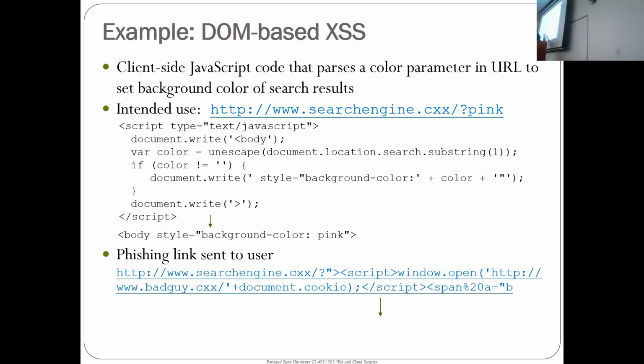You include the search engine URL, and then rather than specifying a color, what you're going to do is terminate the body tag, which is what this double quote and the greater than character do. And then, since you have broken out of that tag, now you can inject arbitrary JavaScript. And so in this case, you're opening badguy.cxx with the document cookie. Okay?